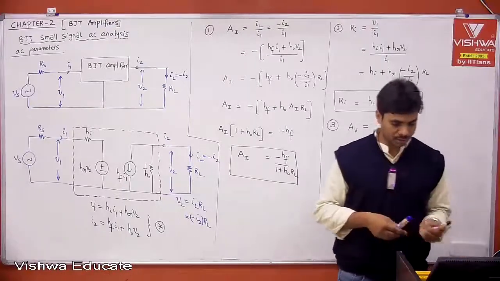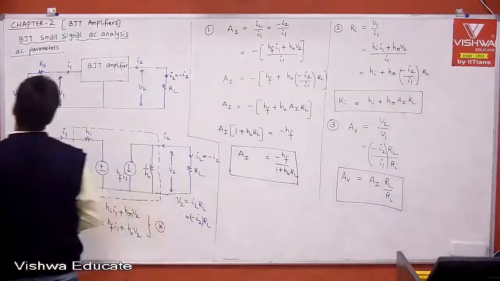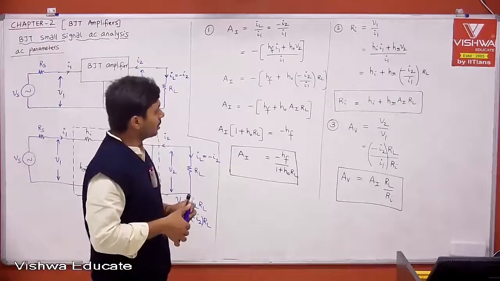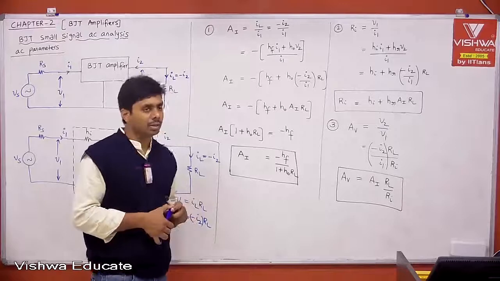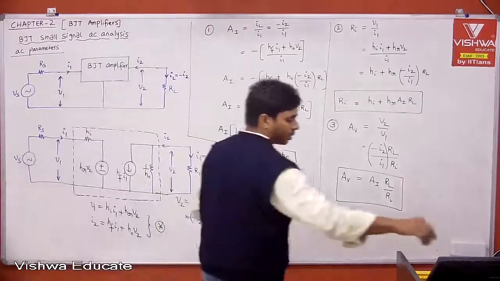Welcome back. In the last session we had seen the first three AC parameters. Now we need to see the fourth one, the output impedance. Now let's see. Let me erase.